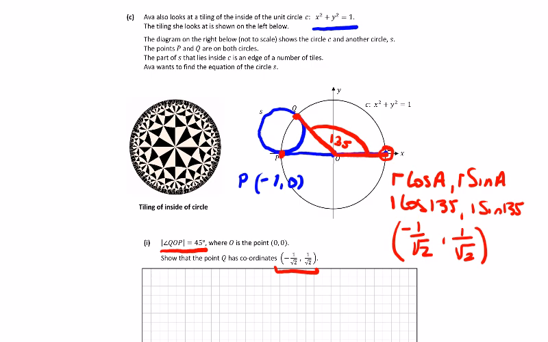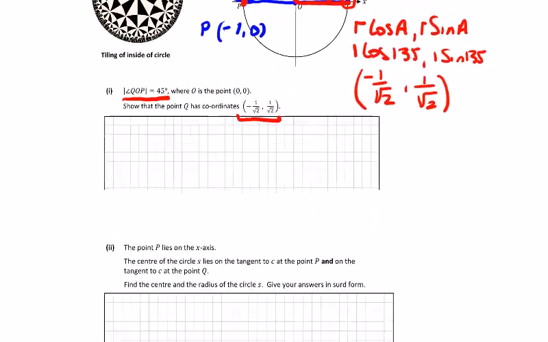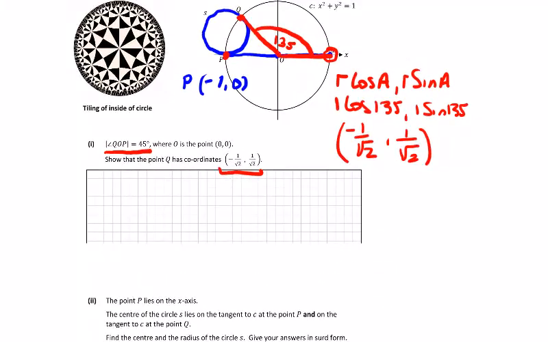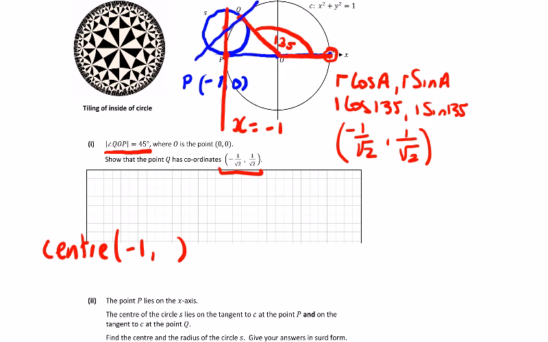So P and Q, we're told in the next part that P lies on the x-axis. Well, we know that we've written it down as minus 1, 0. The center of the circle S lies on the tangent at the point P. Well, here's the tangent at the point P. That's the line x is equal to minus 1. So the center of this circle has an x value of minus 1. We don't know the y value yet. And it also is on a tangent to C at the point Q. So the tangent that goes this way. So the point of intersection here is what we're looking for.